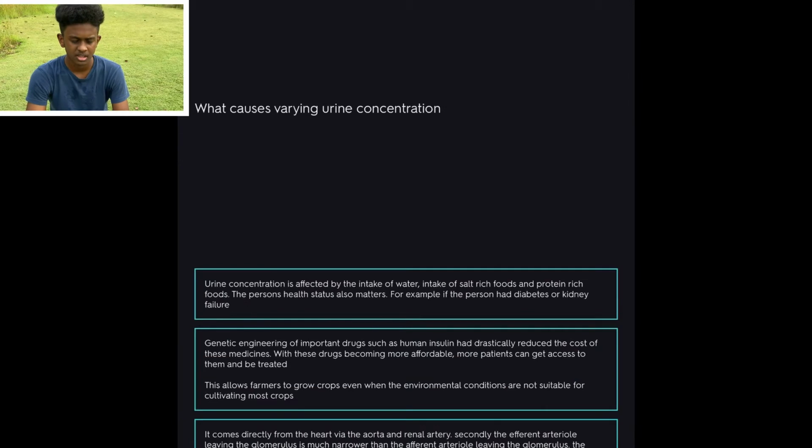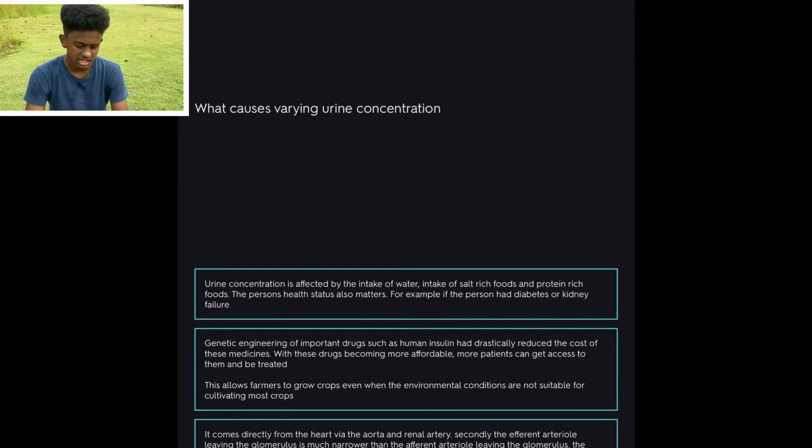And what causes varying urine concentration? From what I know, for varying urine concentration, you need a higher concentration of something in the urine, and that something has to be urea and mineral salts. Urea is formed from proteins that you ingest. So basically you need to have protein-rich substances or excessive mineral salts in your diet to have a higher urine concentration. So urine concentration is affected by the intake of water, obviously, and intake of salt-rich foods and protein-rich foods.